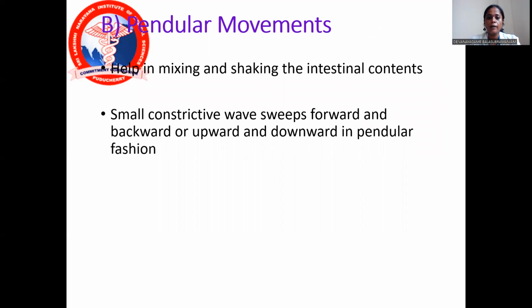And the next one is the pendular movements. It helps in mixing and shaking the intestinal content. So this is also a mixing movement. It is also shaking the intestinal content.